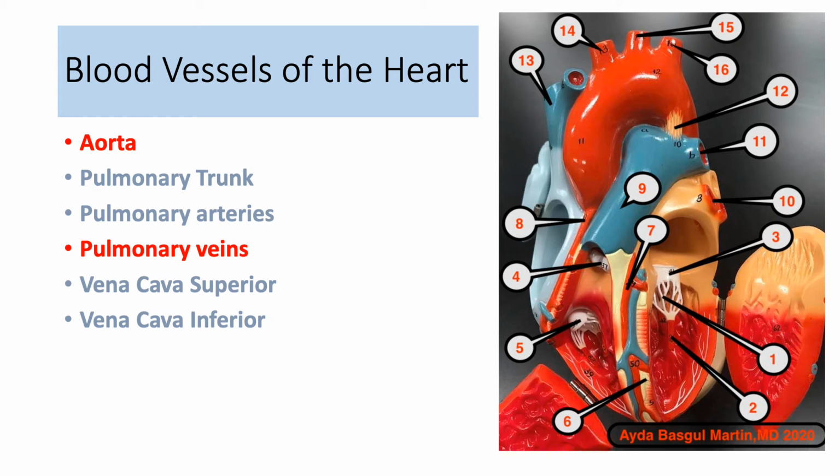And the aorta, although it's not labeled in this picture, is the largest artery in our body. It's red and comes out from the left ventricle of the heart. The pulmonary veins are labeled with number 10 in this picture, and there are four of them. Two return from the right lung and two from the left lung, returning the oxygen-rich blood to the left atrium.